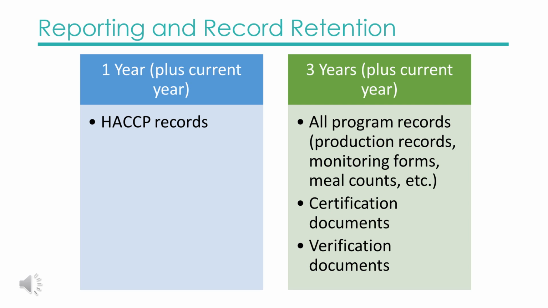This slide lists reporting and record retention requirements. HACCP records are required for 1 year plus the current year, and all other program records such as production records, monitoring forms, meal counts, certification documents, and verification documents are required to be retained for at least 3 years plus the current year.